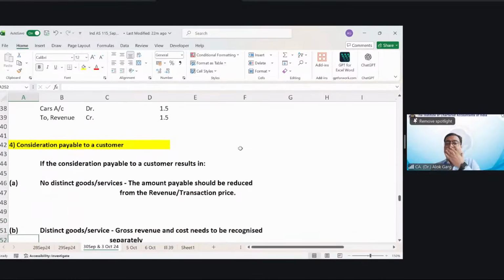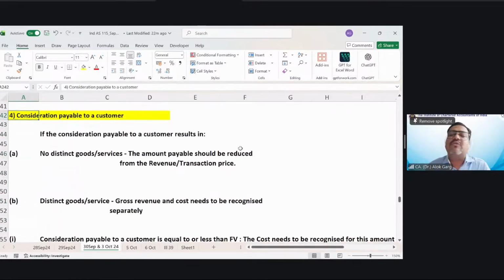Basically, they want to understand consideration payable to a customer. Friends, if the consideration payable to a customer results in, as I told you, no distinct goods and services, the amount payable should be reduced from the revenue or transaction price. Let me give you an example for this.